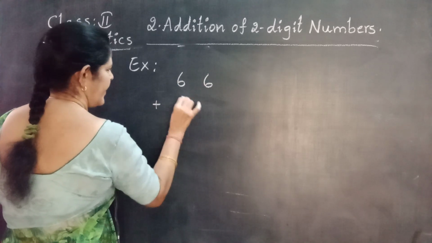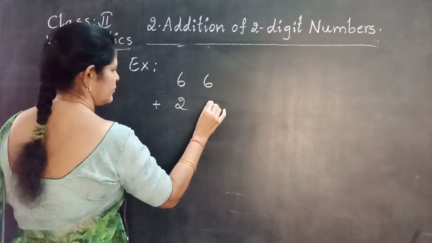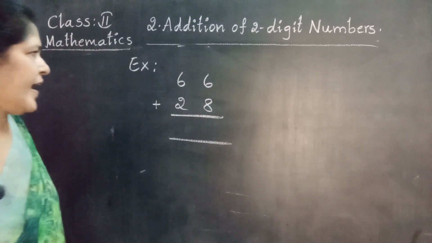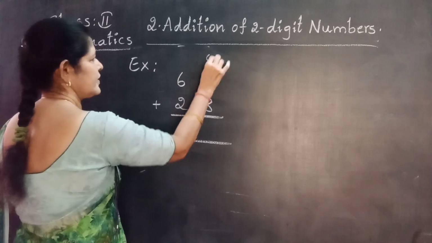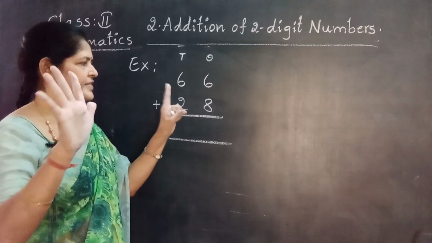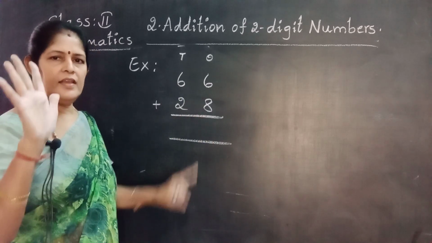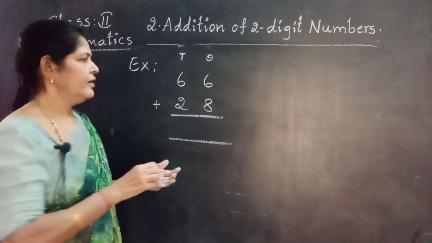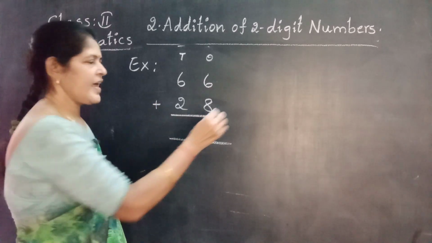66 plus 28. First adding ones. These are ones, these are tens. Same process. Take 6 fingers. 8 after 9, 10, 11, 12, 13, 14. We get 14, 6 plus 8. 14 is a 2-digit number.